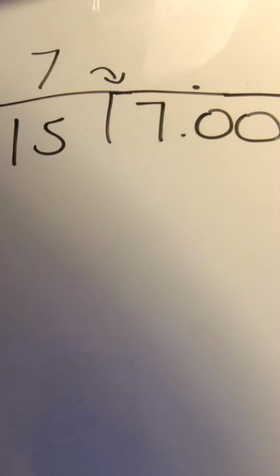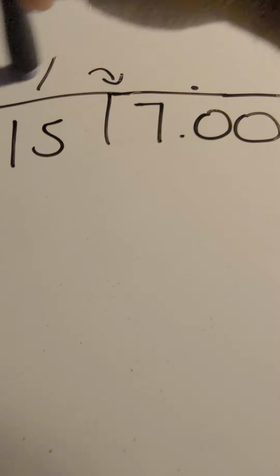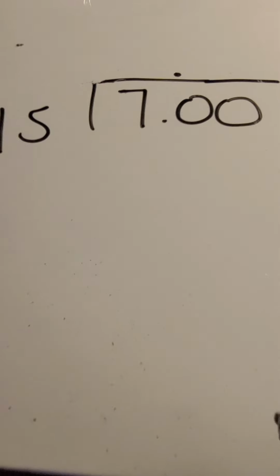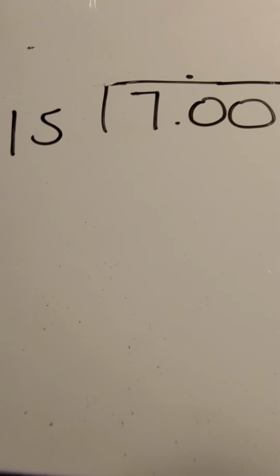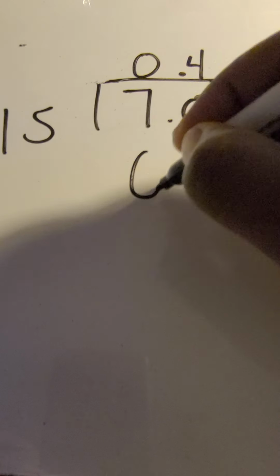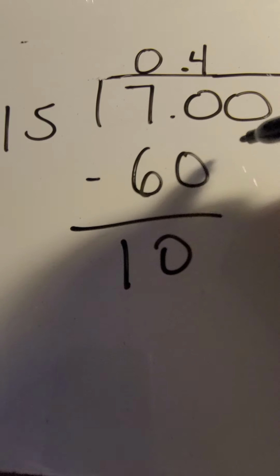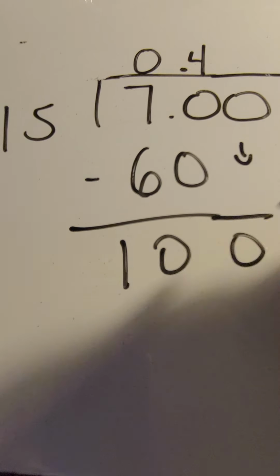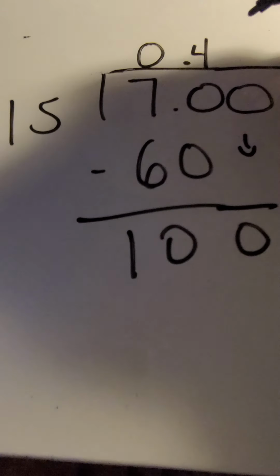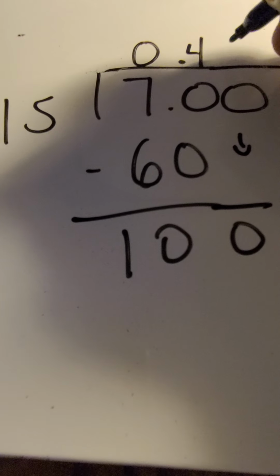Let's clean this up a little bit. Okay. Now, 15 goes into 70. What is that? 4 times, 60. Bring down this 0. 15 goes into 100. What is that? 6 times. That'll be 90.